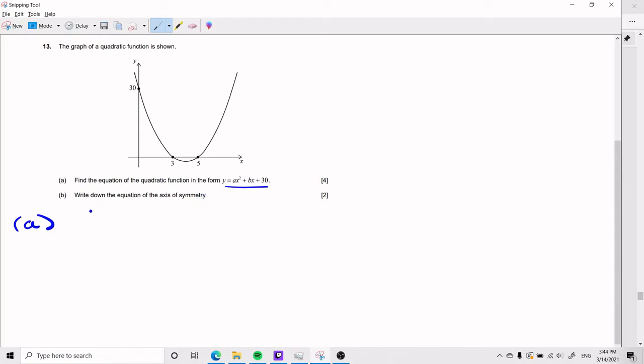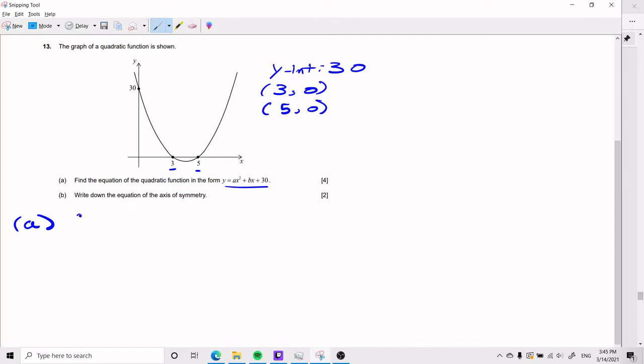Before we jump into how we do that, it's very important to be clear about what we know about the graph, right? So we know that the y-intercept is 30. We know that we have the points (3, 0) and (5, 0), which are the x-intercepts here and here. And so when in doubt, just plug and chug and see what happens.